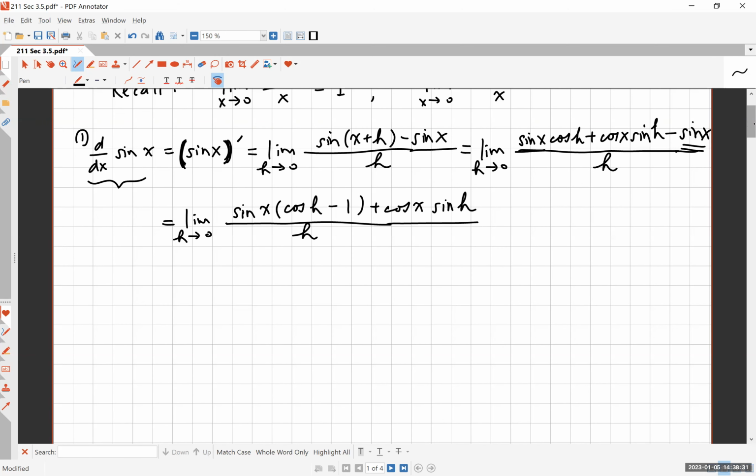At this point, again, we may get stuck. But think about this: sine of x. This expression is h free. In other words, there's no h in it.